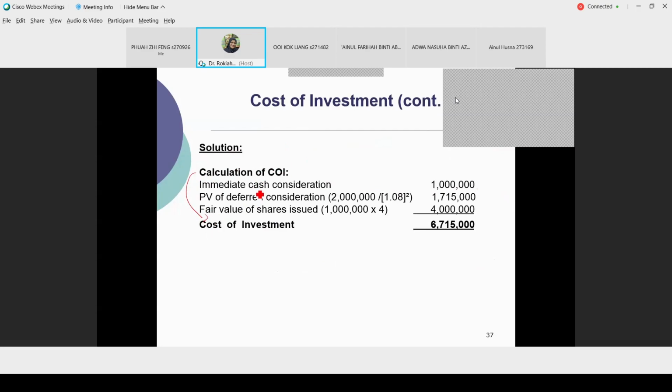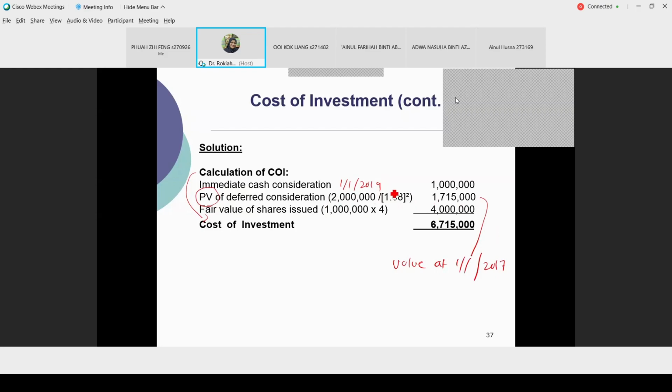Okay, so immediate cash consideration is 1 million. This is already at fair value. For the liabilities here, you need to calculate the present value, because this 2 million is the value on 1st of January 2019. Now we want to know the value at 1st of January 2017.